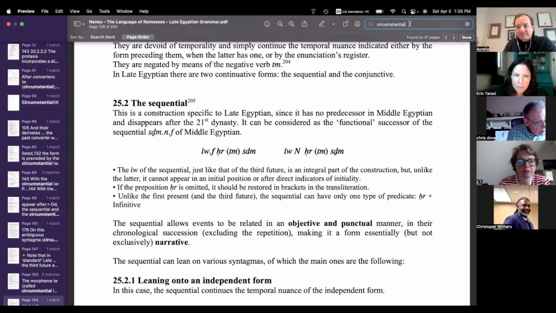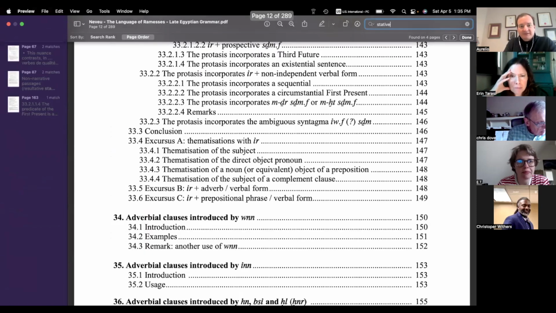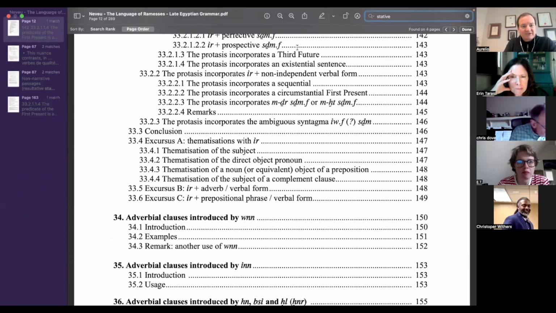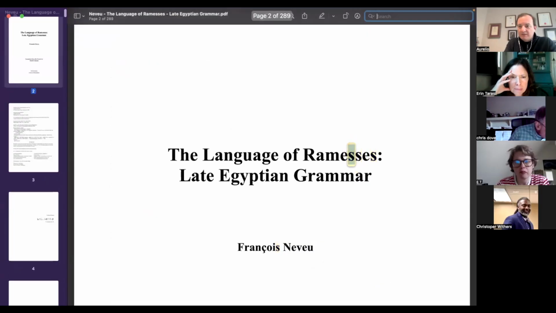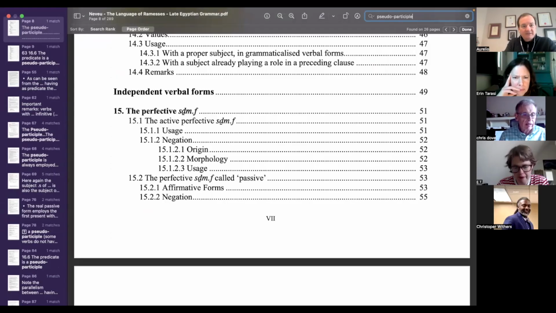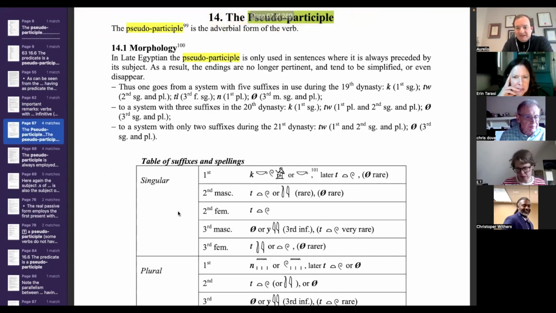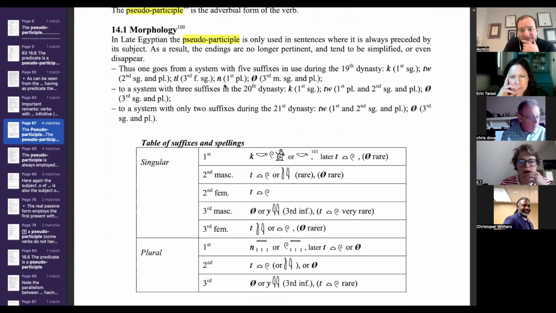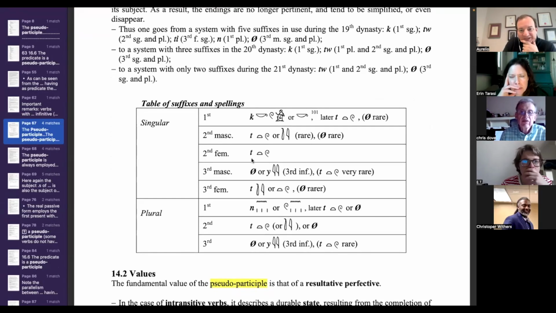The stative, or wait, he doesn't call it stative. He calls it the pseudo participle. Right, okay, perfect. So let's take a look at the suffixes again, because that's a real bugbear since they change over time. It used to be tu, and then it becomes T essentially. And I think that's for both genders, if I'm not mistaken. It's also T for the feminine only for the third person, which is probably what you're thinking of.